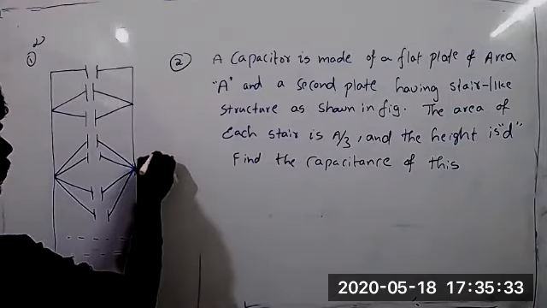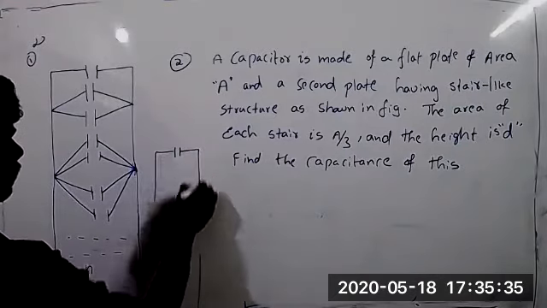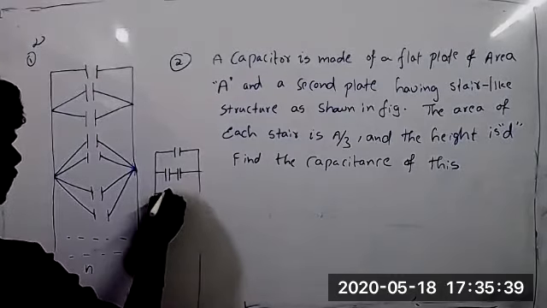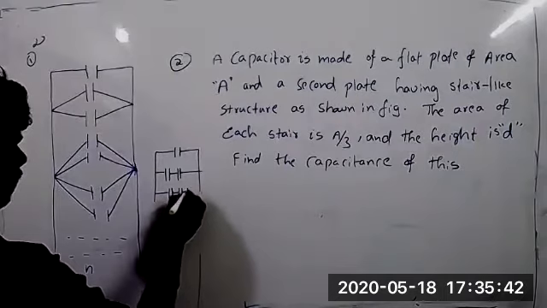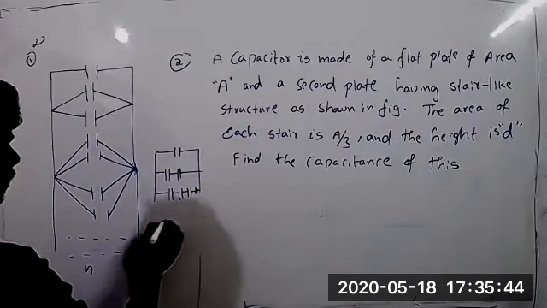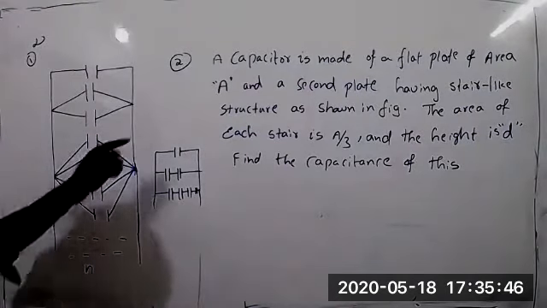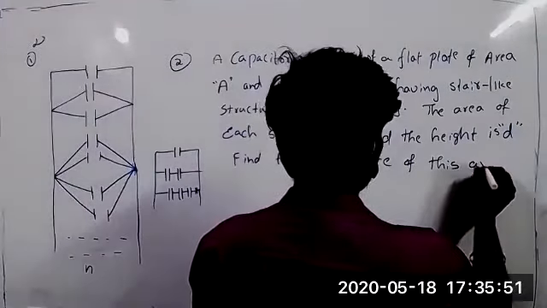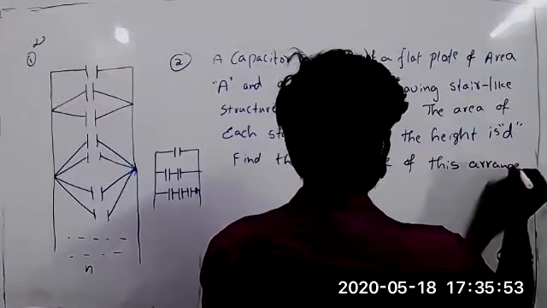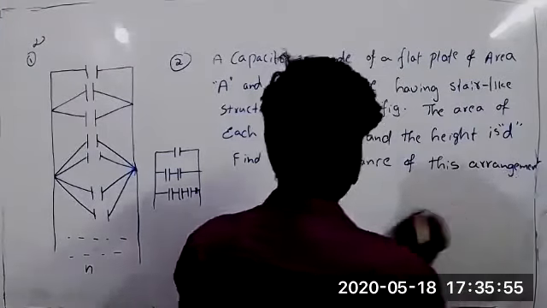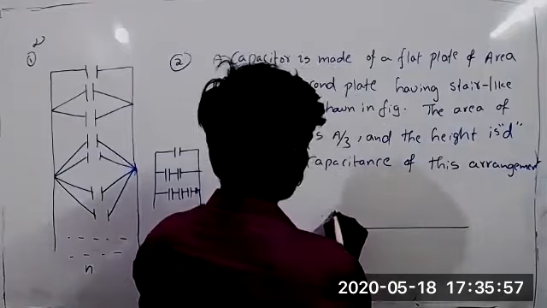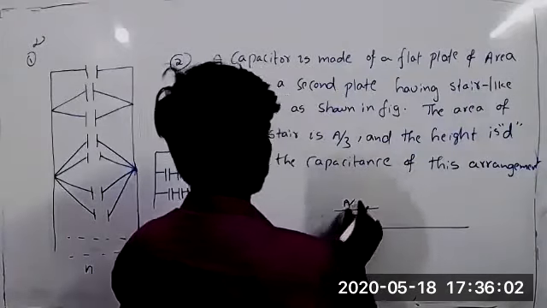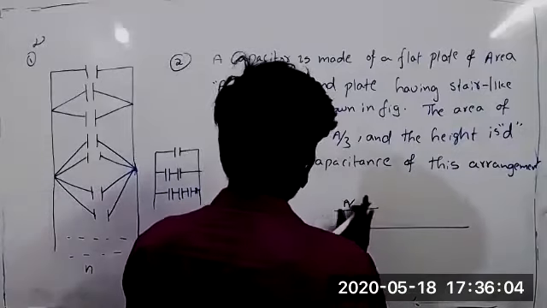Before, we have solved one circuit, like when they have given the series. The first diagram is a different question and the second one is different. Find the capacitance of this arrangement. So what's the first question, sir? Find out the capacitance of this series of the infinite circuit.